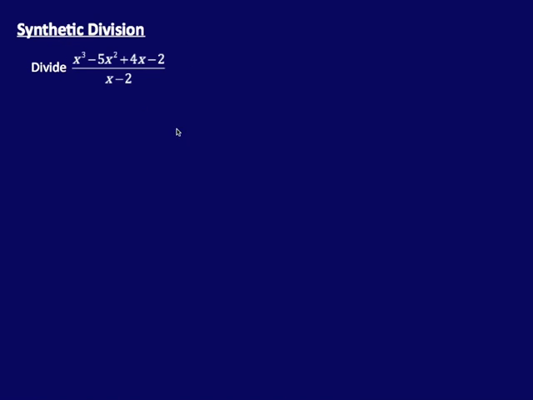So here we've got 1x cubed, and I'm going to write them in order. So 1x cubed minus 5x squared plus 4x minus 2. Now, what we're going to do is work with this x minus 2. We take the opposite of what we see here. So instead of minus 2, I'm going to write 2. And then we work some magic.